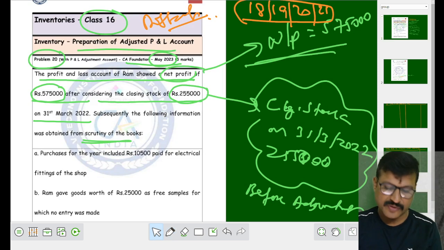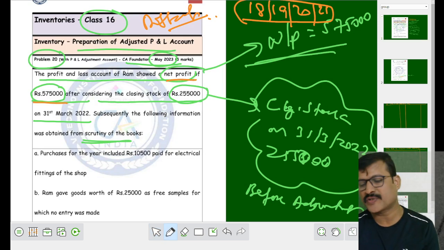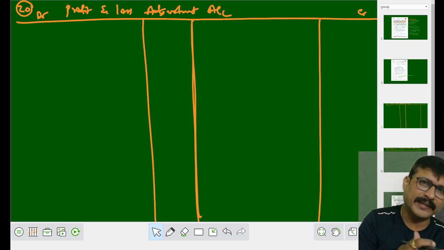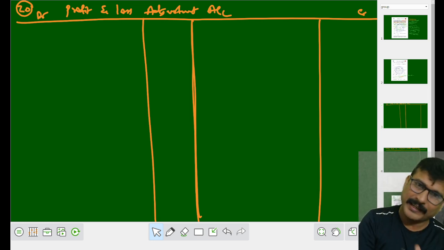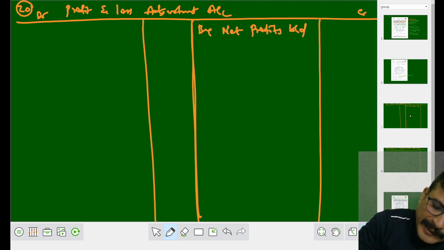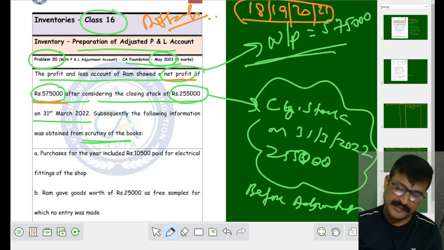Shall I start, my dear students? See what happened. Net profit 5,75,000. Where to take the net profit? Net profit carried down comes on the debit side of your P&L account. Now it is to be taken as by net profit brought down. It is given. How much is it given? 5,75,000.